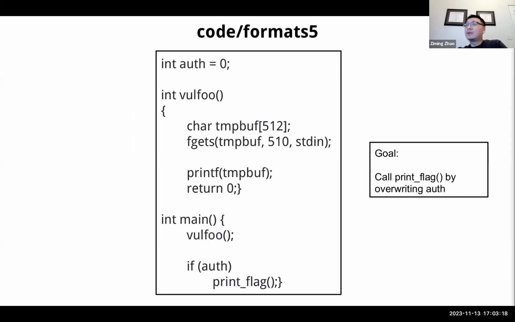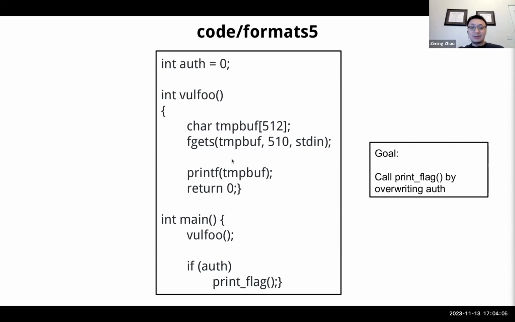Today we are going to look at only two examples, but we are going to look at two different ways to capture the flag. The first example is a simple program. We have a global variable auth, which is initialized to the value 0 at the beginning. This is a global variable, so it's initialized to 0 before the main function is even called. Then we have a vulnerable function, vul-foo.